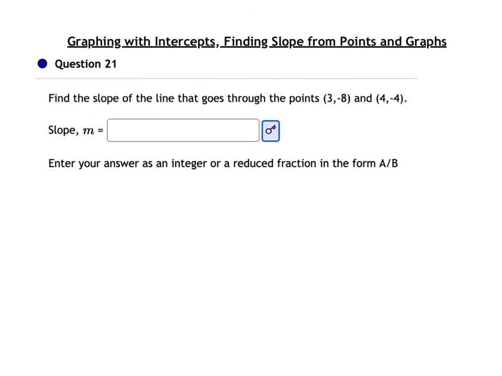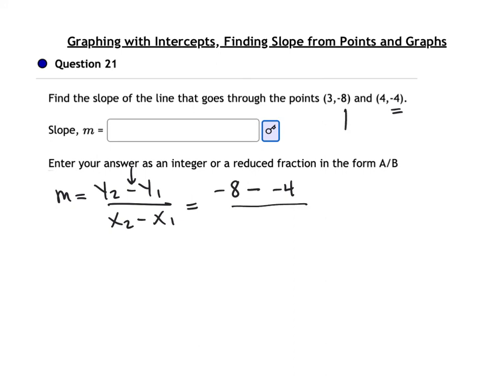These last few questions are just finding the slope given points, and that is the formula. y2 minus y1 over x2 minus x1. Subtract the y's up top, -8 minus -4. Notice the minus is separate from the negative on the number, over. Since I started with -8, I must start with the same point below. 3 minus 4.